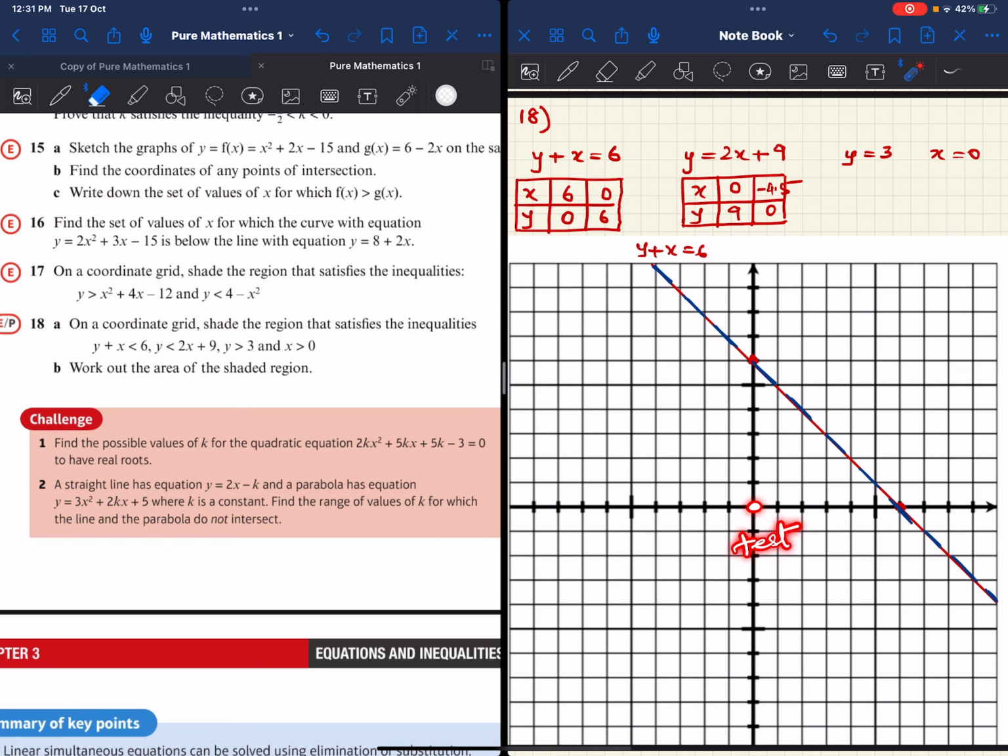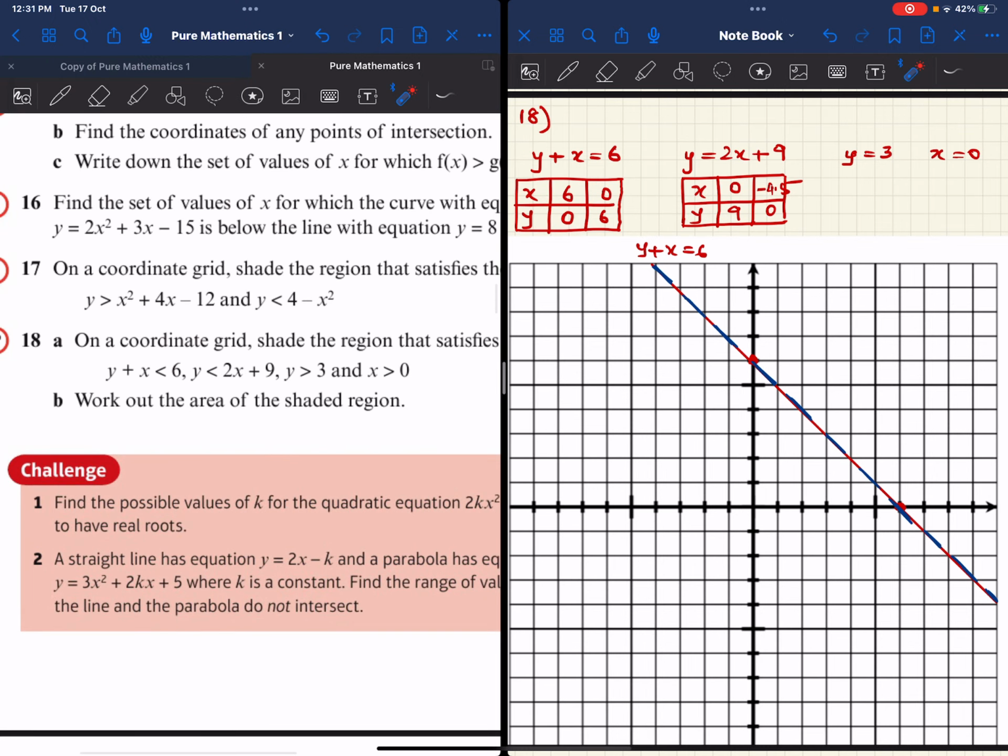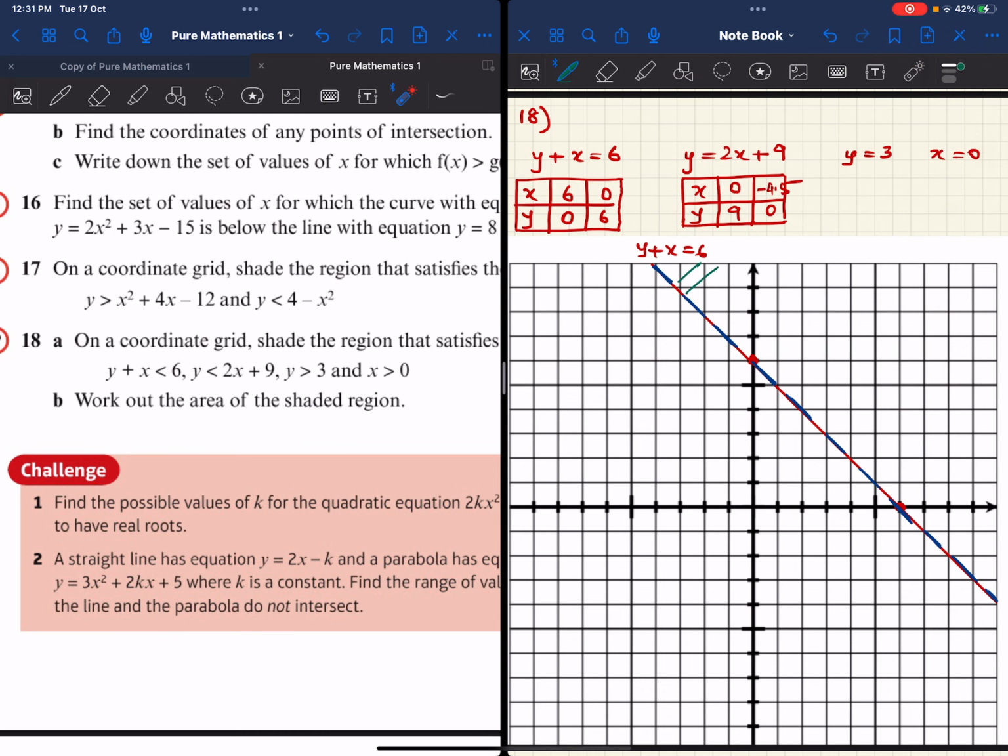So this is called a test point. If I'm taking a test point, I want to see which is the true region. So I've taken the test point as 0, 0. If I plug in 0 for my x and 0 for y, 0 plus 0 is less than 6. And that is pretty much true. So the region containing the point 0, 0 is the true region. Now it's always convenient to shade the false region. So I'm going to shade the false region. So this is the false region.